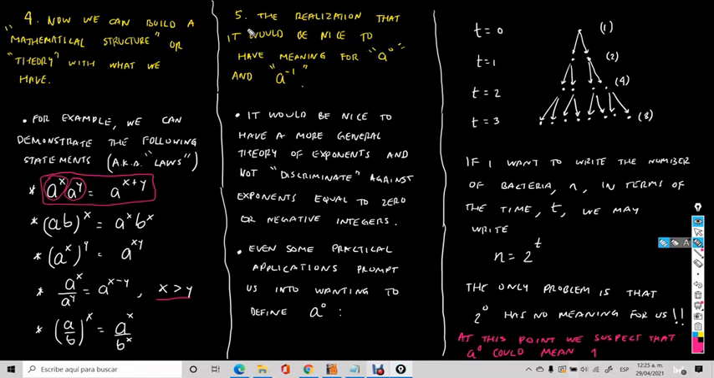Chapter 5. The realization that it would be nice to have meaning for the symbol a to the 0 and the symbol a to the minus 1, or a to any other negative integer. It would be very nice to have meaning for this and this. Why do I say this? Because of the following, guys.